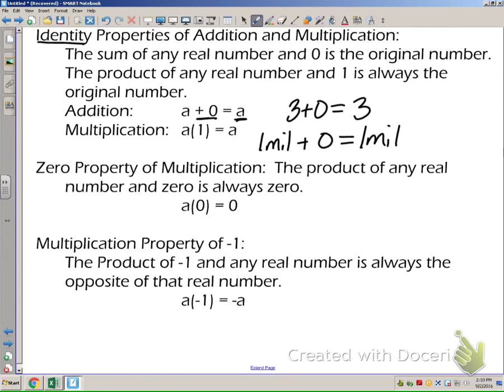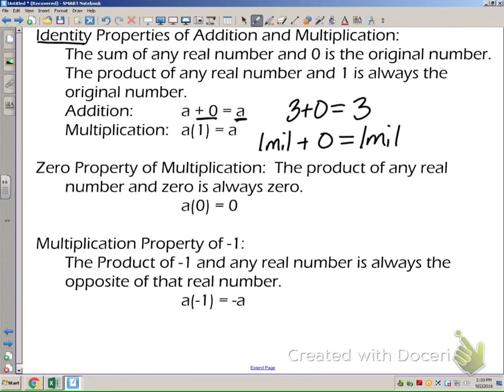Same thing is true when I multiply by 1. 3 times 1 is 3. The identity of 3 has not changed. 1,000,000 times 1 is still 1,000,000. The zero property of multiplication just says that anytime I multiply a number by 0, I end up with 0. If I have 3 times 0, it's 0. If I have 1,000,000 times 0, it's 0. If I have 0 times me, it's 0.